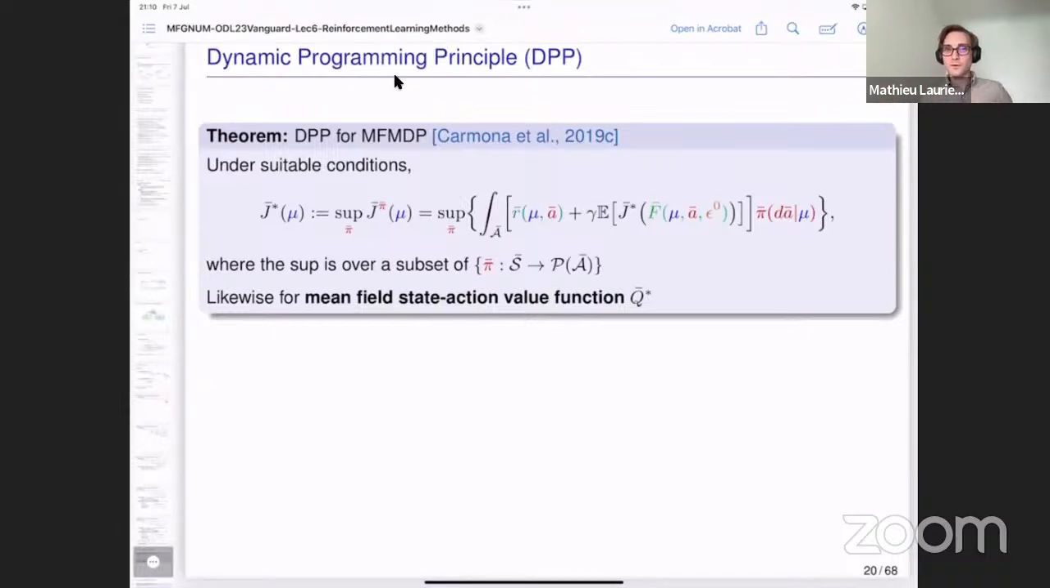indirectly somehow after reduction. So the dynamic programming principle tells you that the optimal value function starting from a state mu is equal to the first reward plus gamma times the optimal value function at the next time step. And this is integrated with respect to pi bar because you have different actions. So you integrate over the set of possible actions.